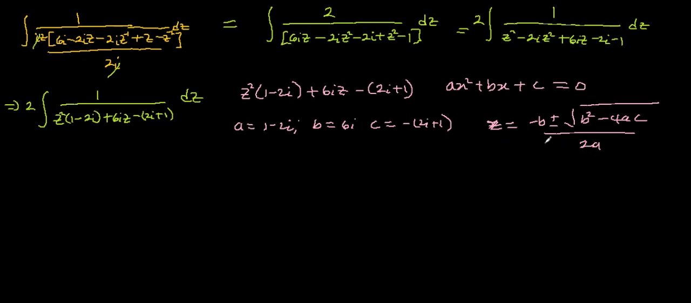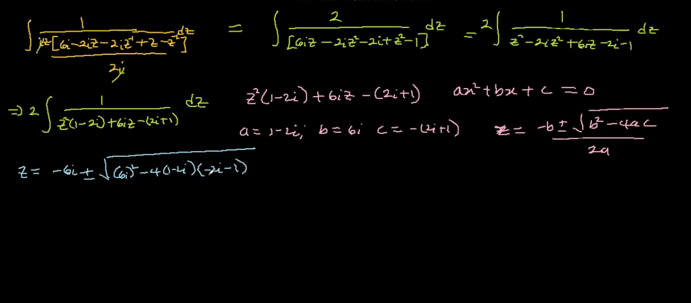So we substitute all these values in this formula. If we do that, we're going to have z equal to minus b, here we have minus 6i, plus or minus the square root of 6i squared minus 4 multiplying a, which is 1 minus 2i, then multiplying c, which is minus 2i minus 1. Then all of this is divided by 2 multiplying a, which is 1 minus 2i.